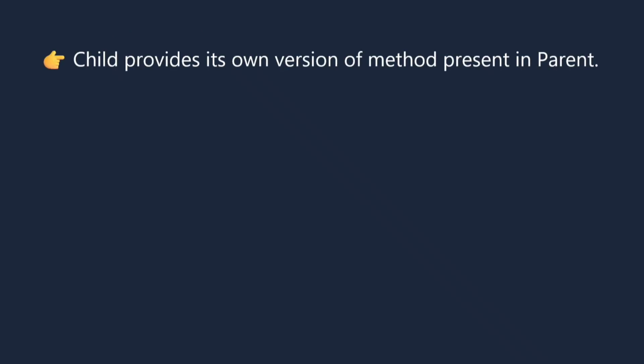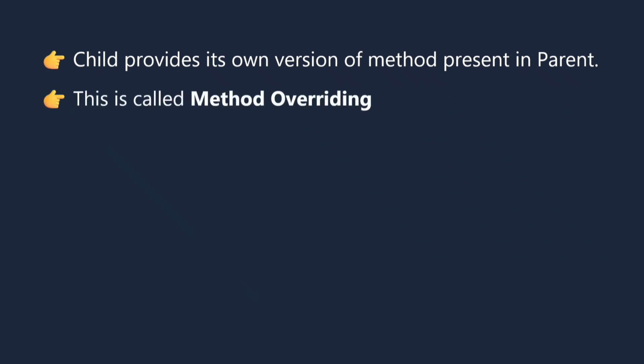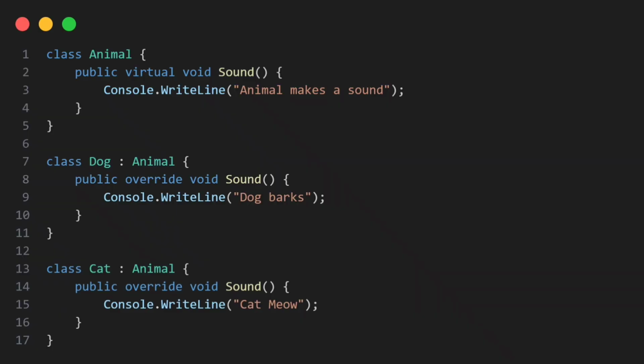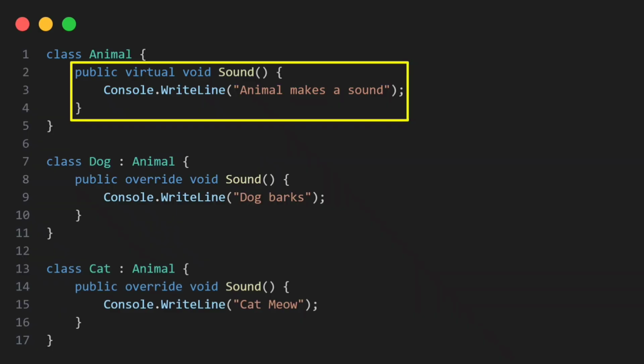What is method overriding in inheritance? And the answer is when a child class provides its own version of a method that is already present in the parent class, that is called method overriding. This is the key to runtime polymorphism. For example, animal class has a method sound. For a dog class, sound means barking, but for cat, it means mewing. Both are animals, but they behave differently.